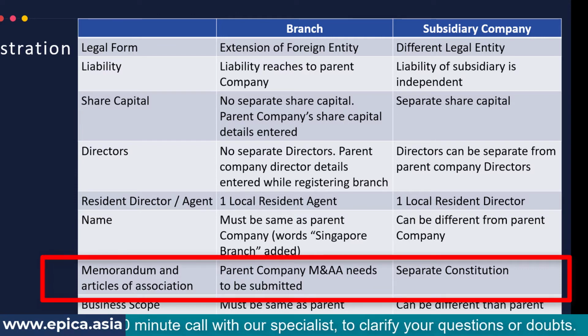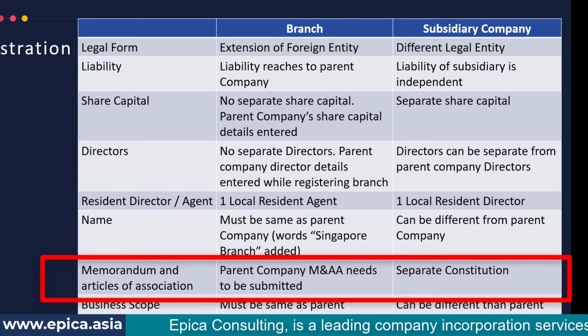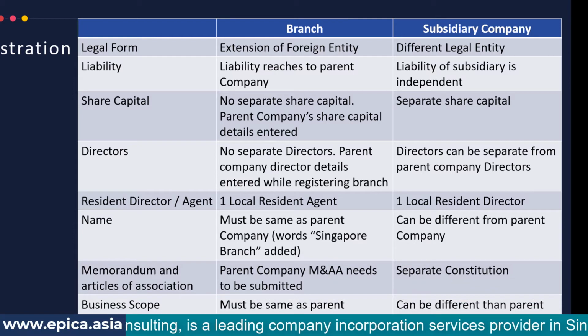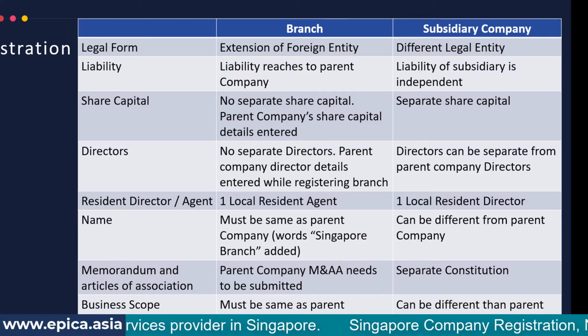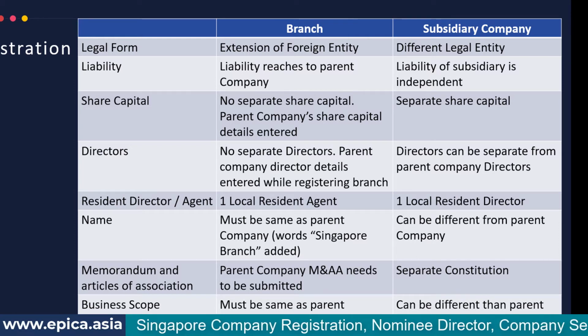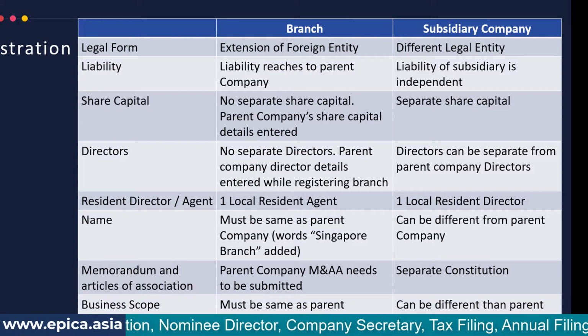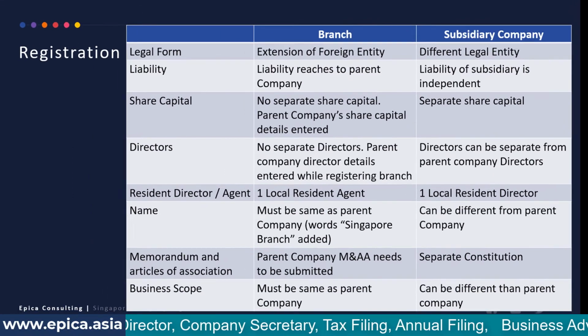When it comes to memorandum and articles of association, the parent company's memorandum and articles of association need to be submitted at the time of registration of the branch, whereas in case of a subsidiary company, a separate constitution can be drafted. And so far as business scope is concerned, the business scope of the branch must be the same as the parent company because it is just an extension of the parent entity following the same memorandum and articles of association. Whereas in case of a subsidiary company, it can have a completely different business objective also.